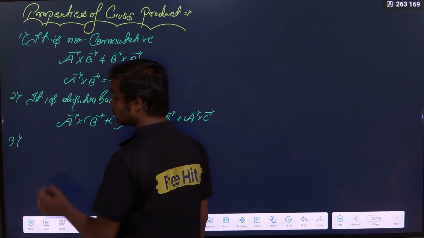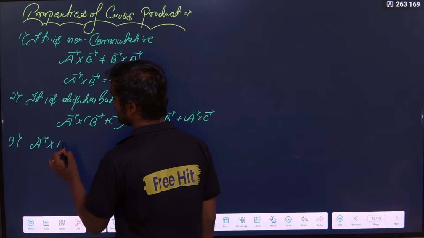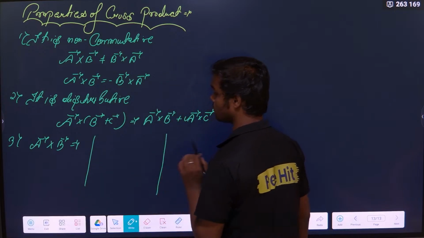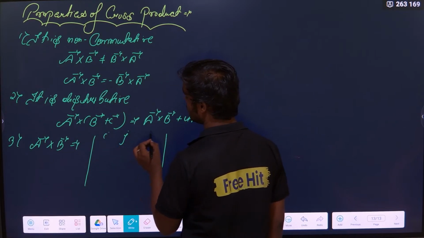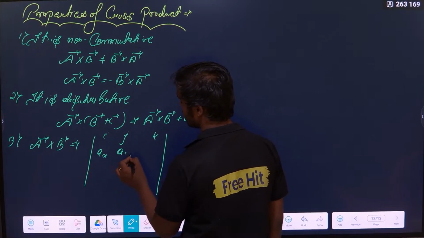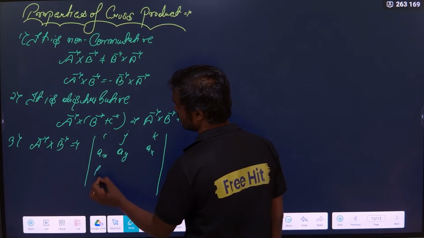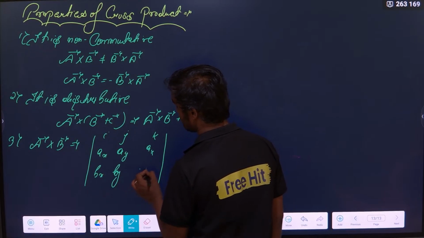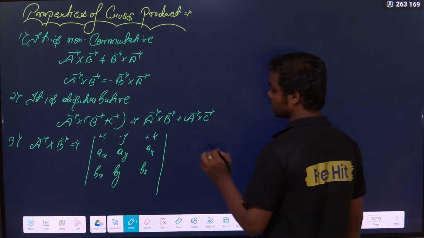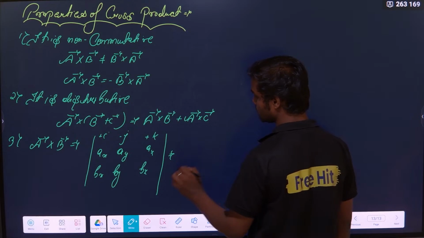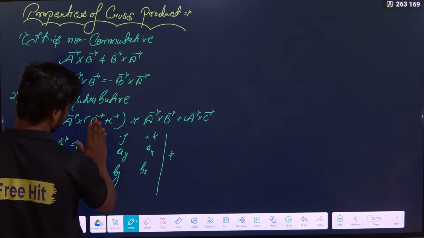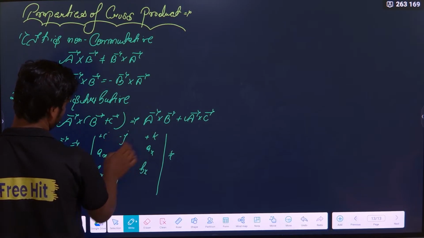Third thing, how to find A cross B? That is a very important thing. So you have to use the determinant rule. What is the determinant rule? Just see here. Write i, j, k, and suppose A vector is Ax, Ay, Az, and B is Bx, By, Bz, with signs plus minus plus. This is first row, first column. Just cover this and cover this. What you will get is this thing.